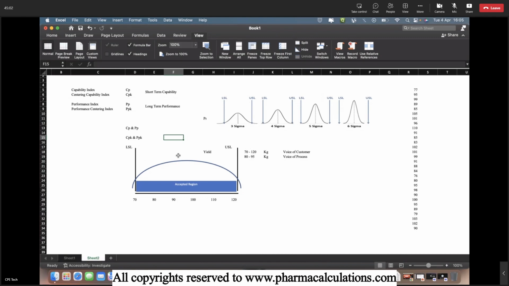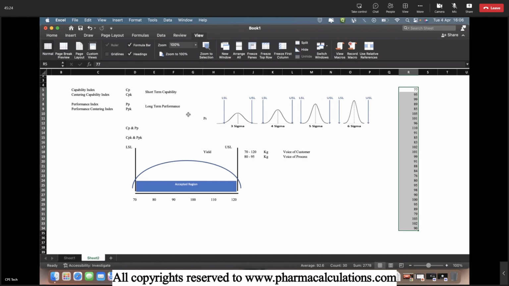Now let's see how to plot this graph. I have some data here: a total of 30 batches of data. For these 30 batches of data, we are going to plot. And just remember one thing: whenever you do any statistical analysis, the minimum number of data points required is 30.